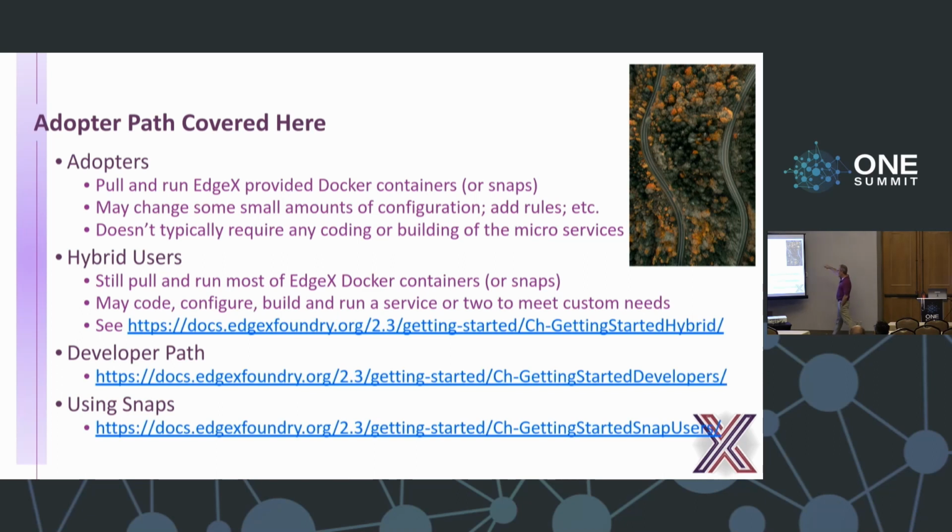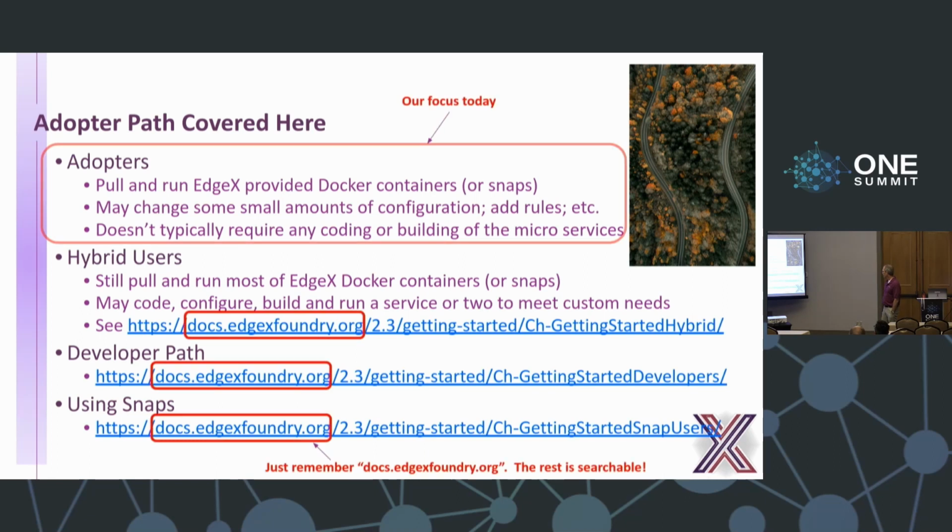Again, there are other paths, hybrid developer paths, if you want to use snaps as opposed to the Docker container path, which I'll show you. There's documentation out there to do all of that. And rather than trying to learn all of those nasty URLs, I'll make it real simple for you. EdgeX Foundry is the project name, so edgexfoundry.org. Throw a docs in front of that, and you're going to find we've got, I think, some outstanding documentation, especially for an open source effort.